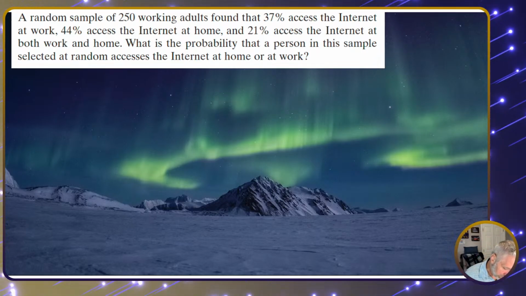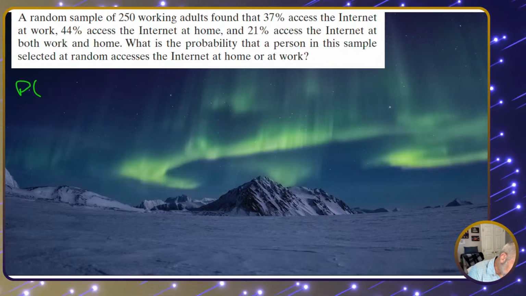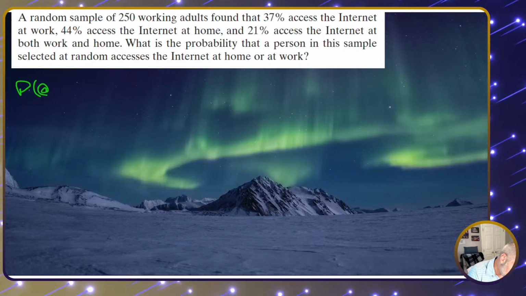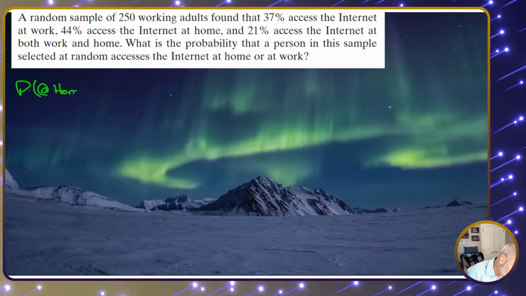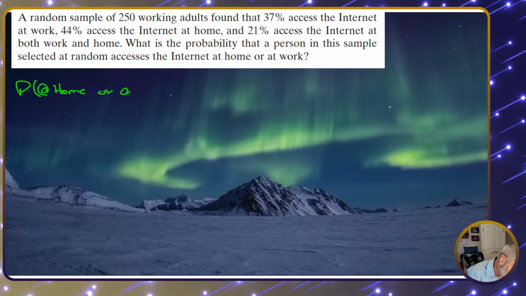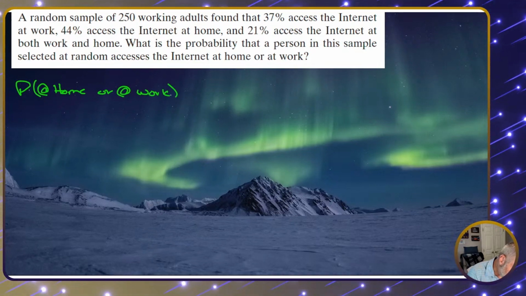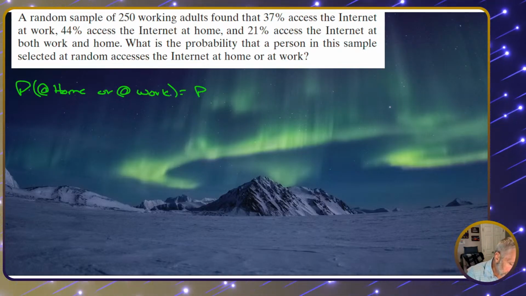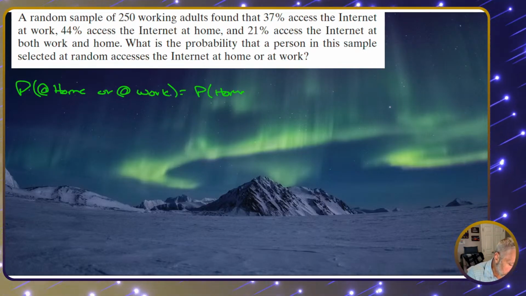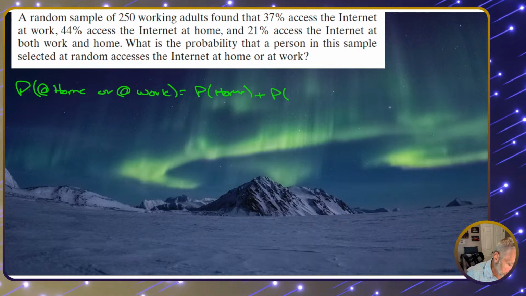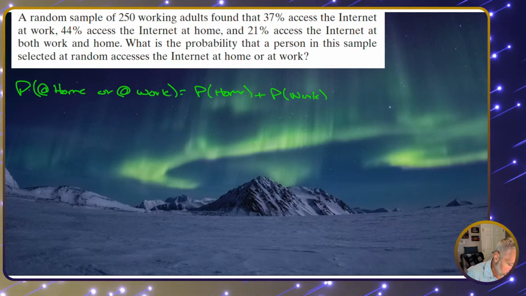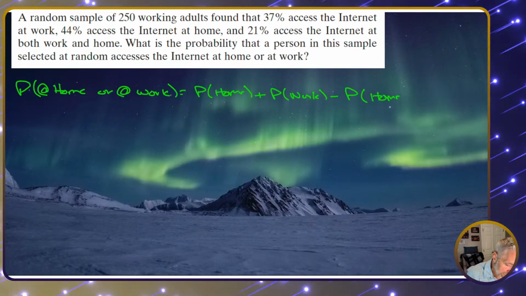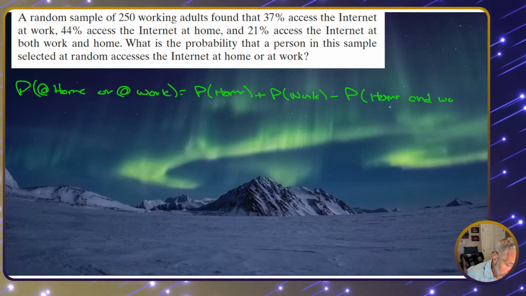Let's write that out. So what's the probability that they access at home or at work? Well, it's the probability that they access at home plus the probability that they access at work, subtract out the probability that they access at home and at work.